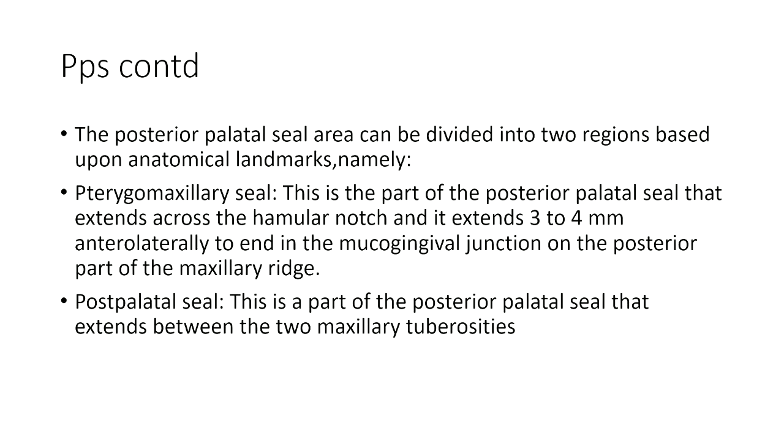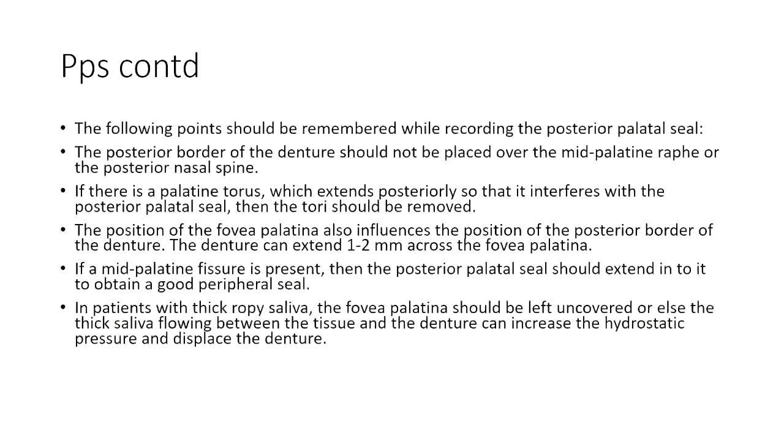The posterior palatal area can be divided into two regions based upon the anatomical landmarks, named the pterygomaxillary seal and the postpalatal seal. The pterygomaxillary seal is that part of the posterior palatal seal area that extends across the hamular notch, and it extends 3 to 4 mm anterolaterally to the end of the mucogingival junction on the posterior part of the maxillary ridge. And the postpalatal seal is that part of the posterior palatal seal that extends between the two maxillary tuberosities.